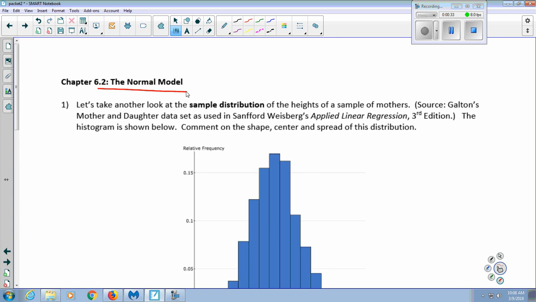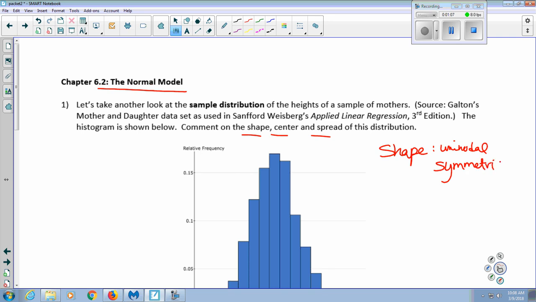So let's take a look at the sample distribution. We're looking at the actual data, the histogram here, of the mothers' heights that we were looking at in the last section. And of course, we always want to comment on our center, our shape, and our spread. So we might note that our shape, I can't get it all on my screen here, but you have it in front of you, is unimodal and symmetric.